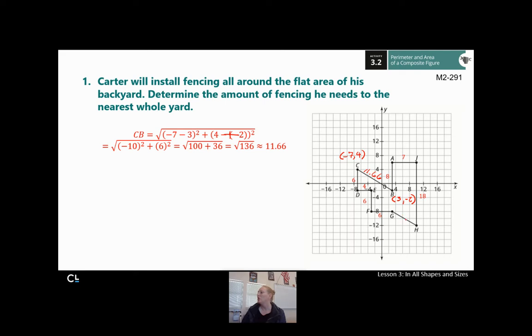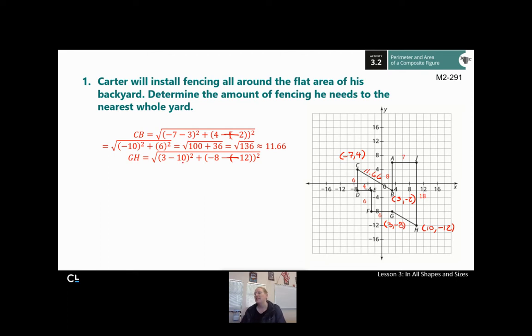Ooh, and we need to do GH as well, right? So we got to use distance formula one more time, just one more time. Looks like for G, I went right 3 and down 8. So that's 3, negative 8. Looks like for H, we went right 10, and then we went down 12. So that's a negative 12. And again, I'm going to subtract my x coordinates, 3 minus 10, subtract my y coordinates, negative 8 minus a negative 12. Of course, that becomes a plus.